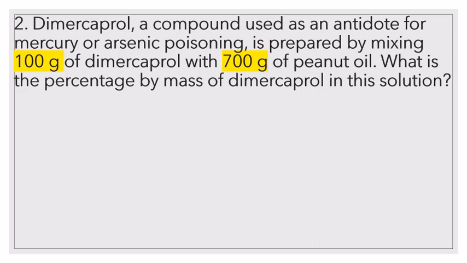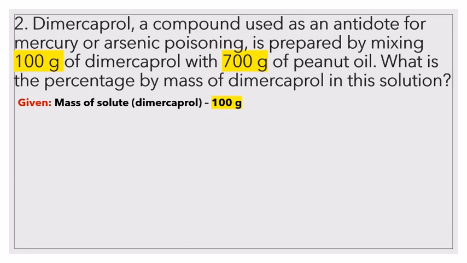Dimercaprol, a compound used as an antidote for mercury or arsenic poisoning, is prepared by mixing 100 grams of dimercaprol with 700 grams of peanut oil. What is the percentage by mass of dimercaprol in this solution? So we have the given 100 grams and 700 grams, and which is smaller in amount? Of course, it's the 100 grams, so that will be the solute. And the 700 grams, since it's larger in amount, that will be the solvent.